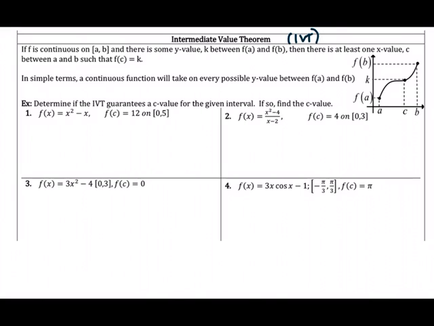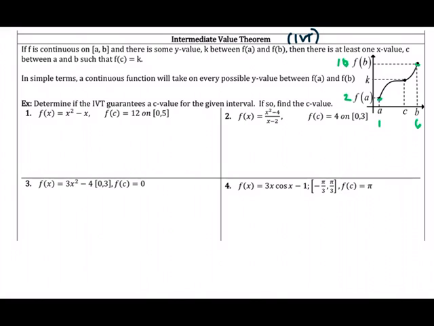Now, that is some very complicated verbiage. Let's try and make this a little bit more concrete. Let's give these values. Let's say that a is 1 and b is 6. And then let's say that up here, this output, f of b, is 10, and f of a is 2.